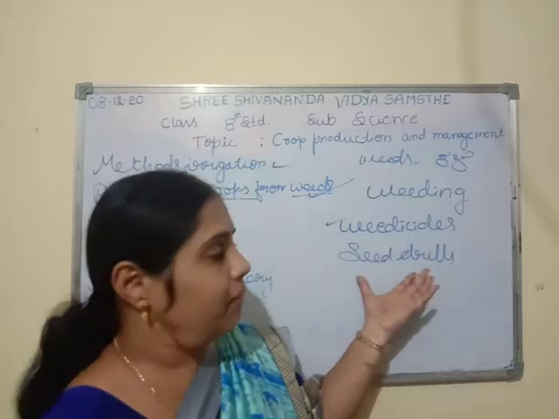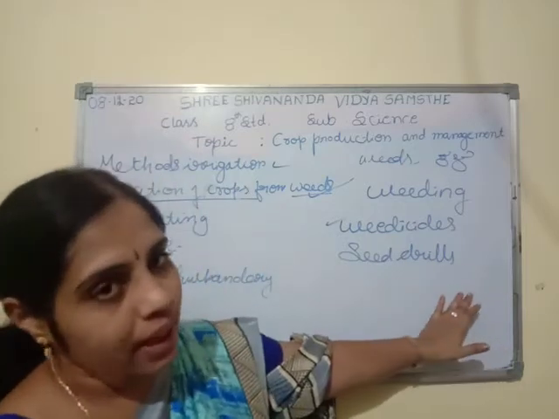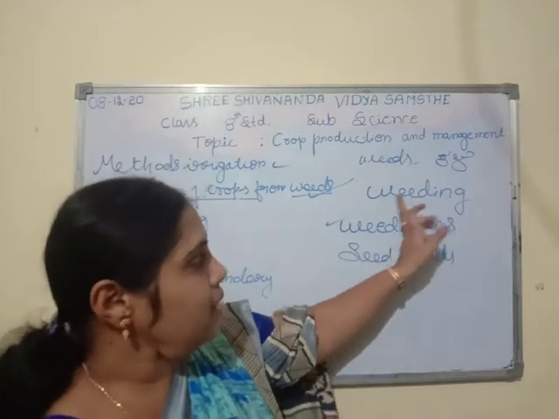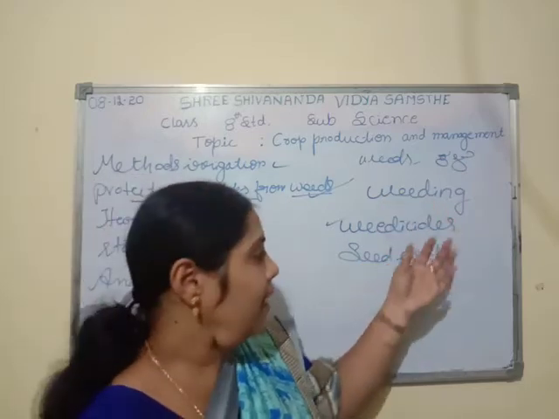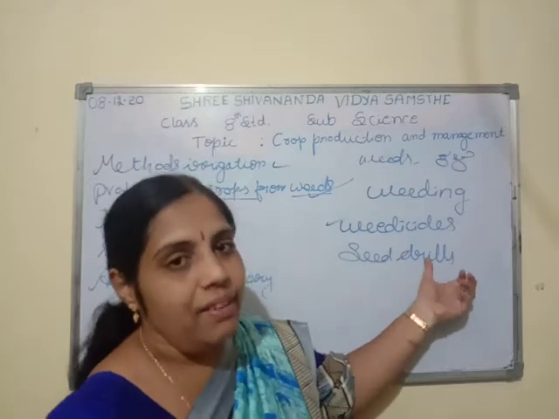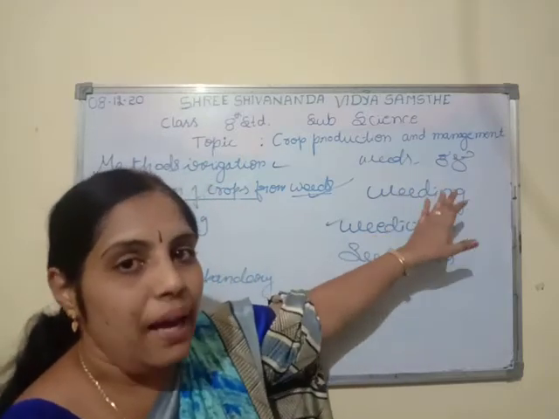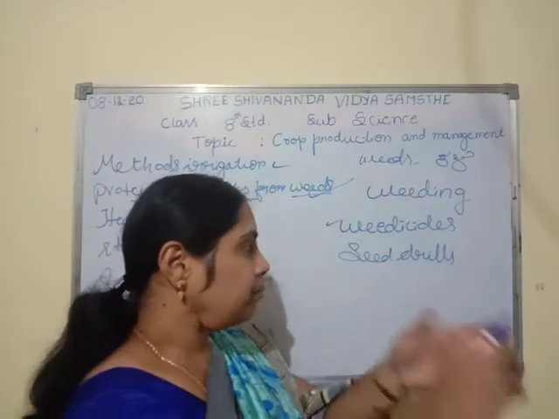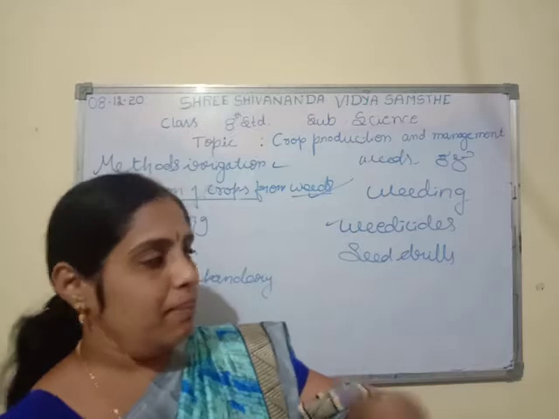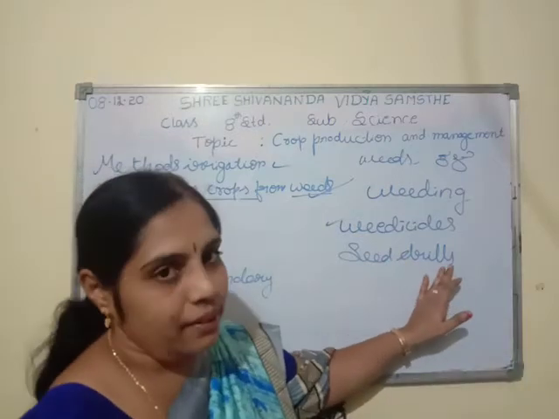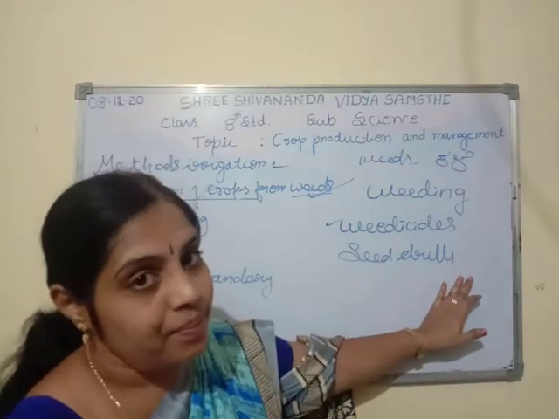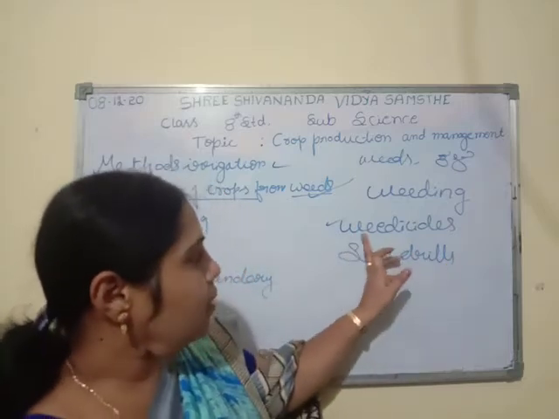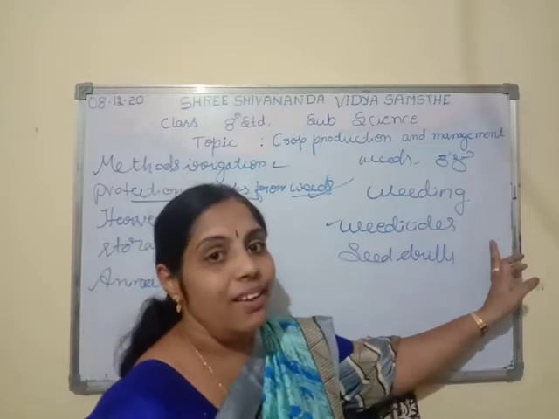Okay, for weeding there is an instrument. With the use of this instrument we do the weeding. With the help of this seed drill we can remove weeds from the crop plant. Okay, so as we go through the weeds, they are separated from the crop plant, that is by using the seed drills. So this is one method, and one more method is there, that is by using weedicides.